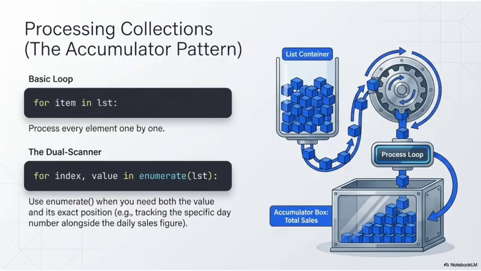The accumulator box in the diagram represents the total sales variable accumulating across iterations. Position matters when the day number matters along with the sales figure. If you only need the total of the figures, the basic loop is cleaner.